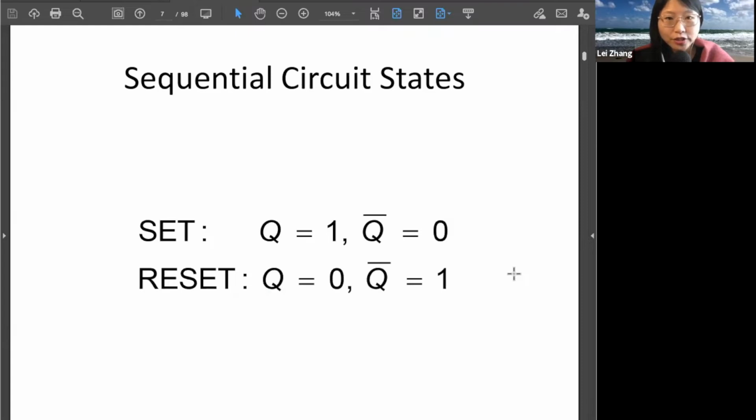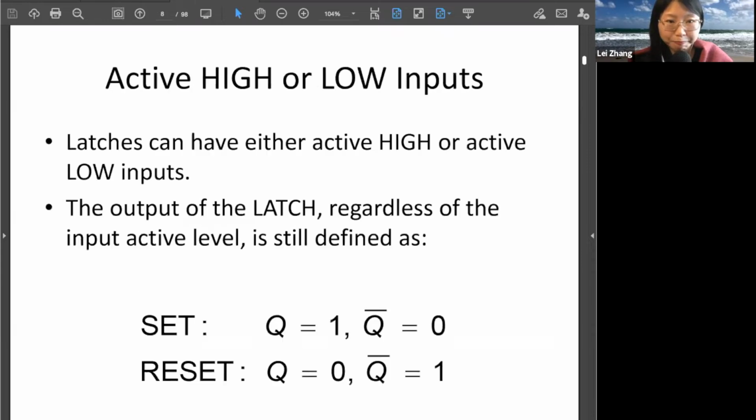Okay, so sequential circuit state: when set is 1, Q equals 1, Q naught equals 0. When reset is 1, Q equals 0, Q naught equals 1. That is the concept.